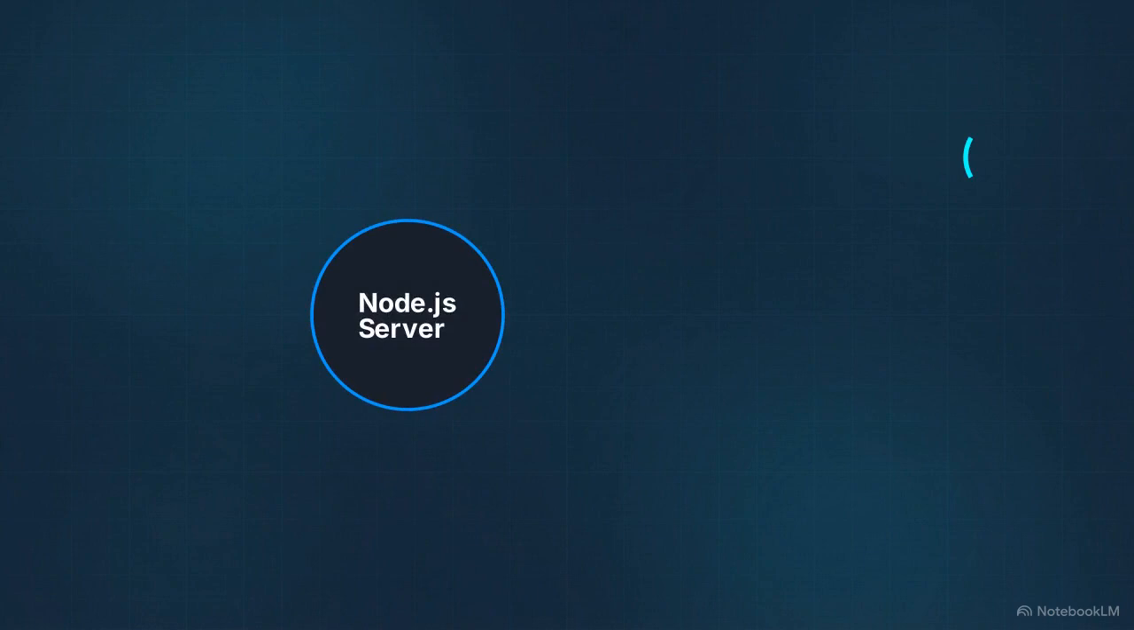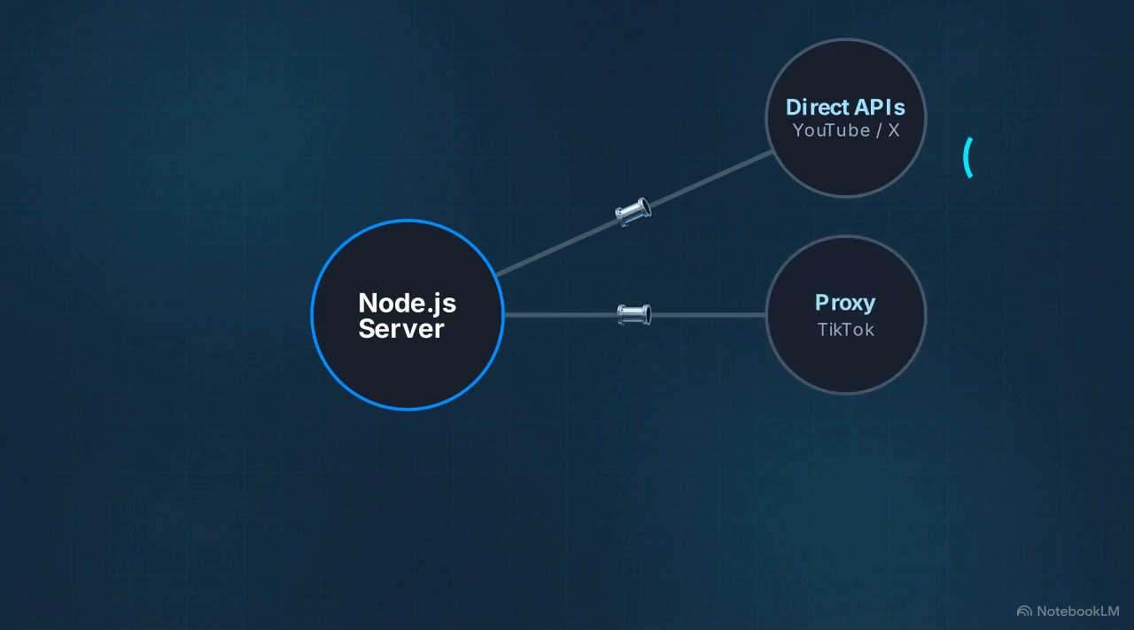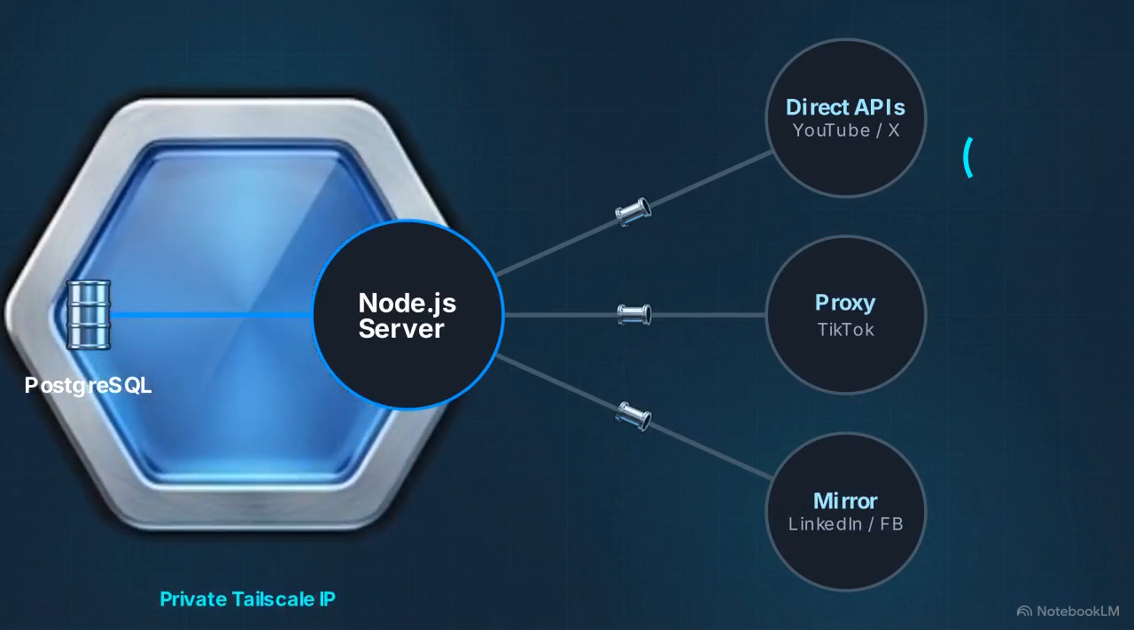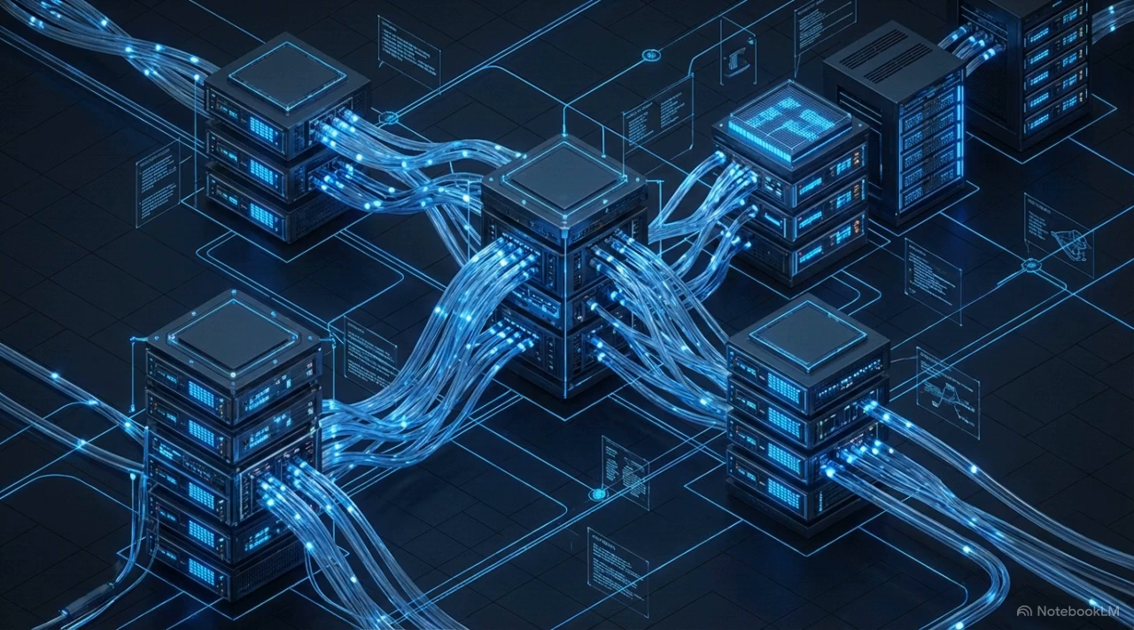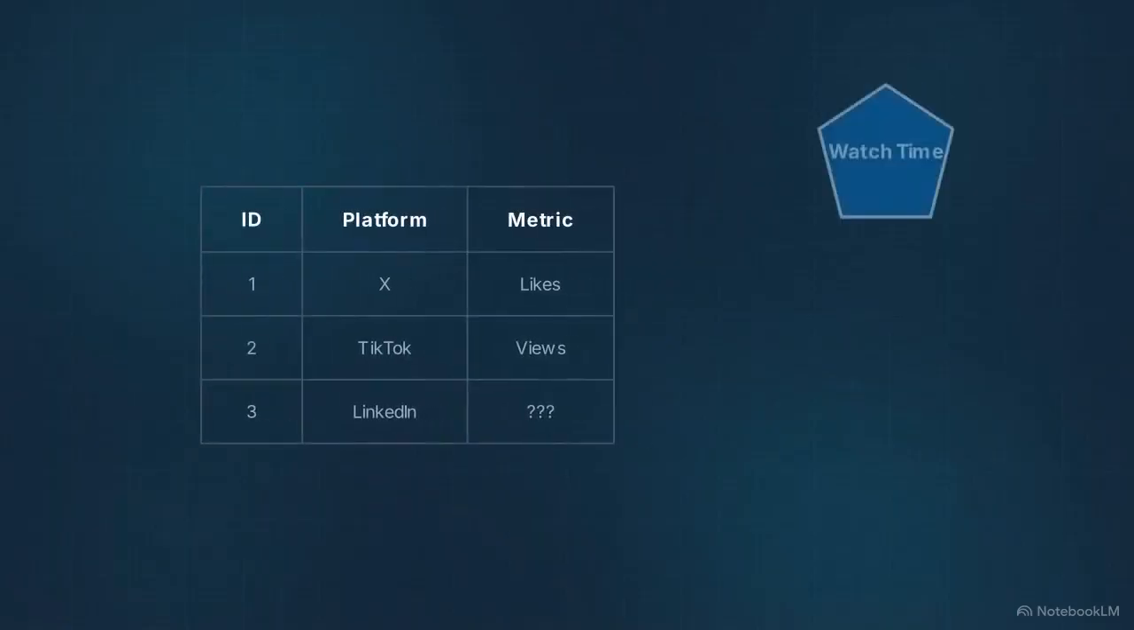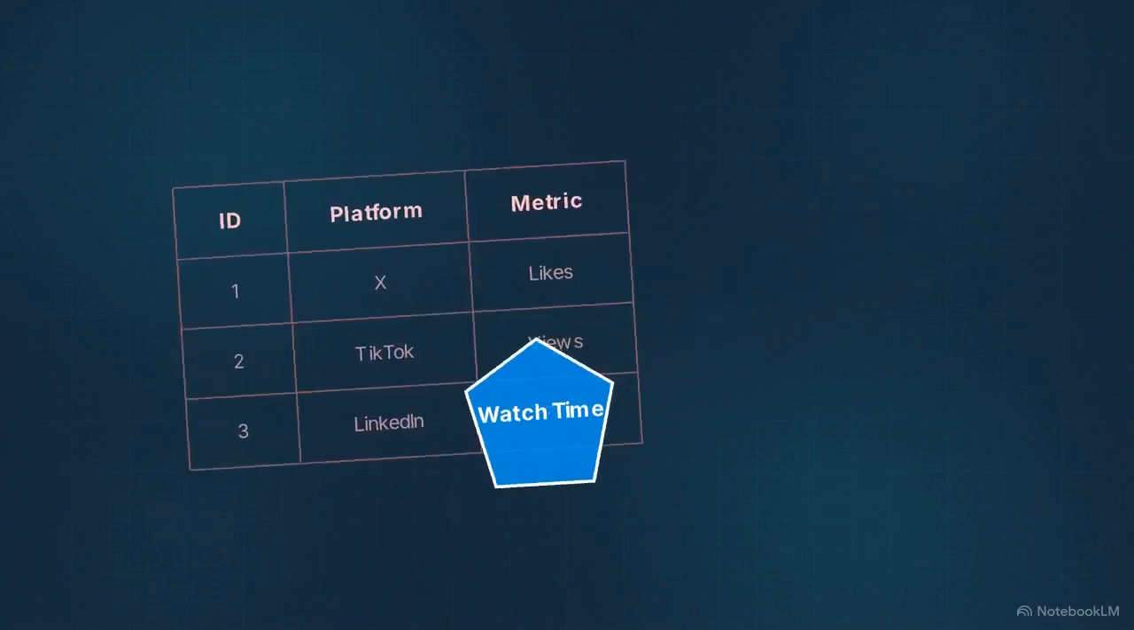In this model, a central server manages 3 distinct pipelines: direct APIs for YouTube and X, an analytics proxy for TikTok, and an unofficial mirror for LinkedIn and Facebook. Because the database is isolated behind a private Tailscale IP, the system cannot use webhooks, which are automated alerts sent by external platforms. Instead, it must rely on cron-based polling, a scheduled task that pulls data inward to keep the database updated. High-fidelity data requires a trade-off. You either pay premium proxy rates or commit to maintaining a complex, multi-layered engineering pipeline. Unifying 5 different platforms requires a resilient storage layer.